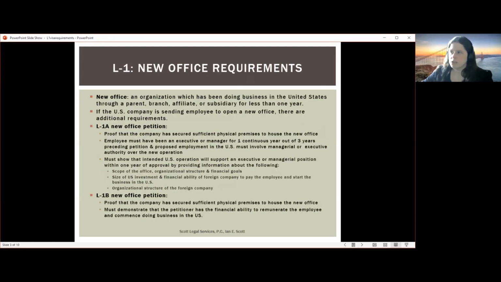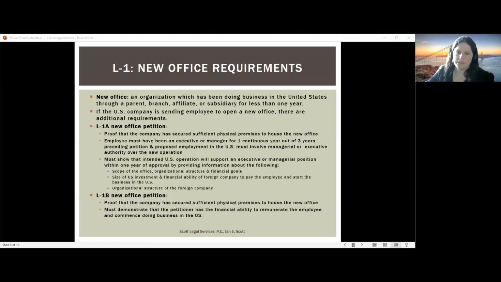All right, so let's talk a little bit about a new office L1 application, because this looks a little bit different than a normal L1 application. In what we call a normal L1 application, both companies perhaps have been doing business for many years. They're transferring someone, but there are also situations where a company wants to start up an office in the United States, and in that situation, there are some additional requirements that you need to meet.